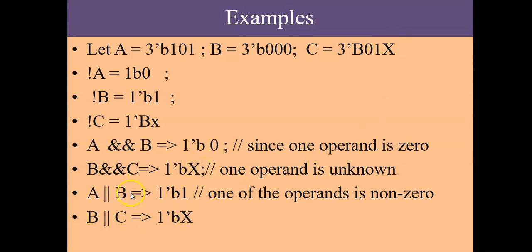When I take up A parallel B, if at least one of the operands is non-zero, yes, here we have non-zero, this is 1. So definitely the result will be 1. When I take up the OR logic of B and C, definitely there is one unknown, so the result will also be unknown. This is the most interesting and important thing that every student has to understand.